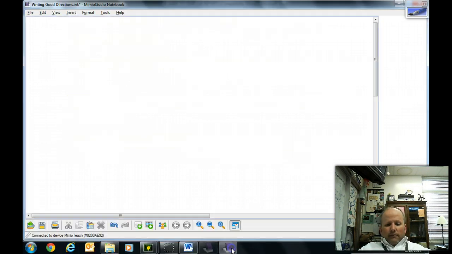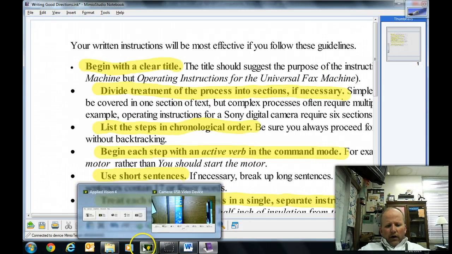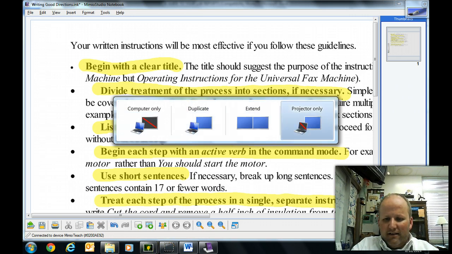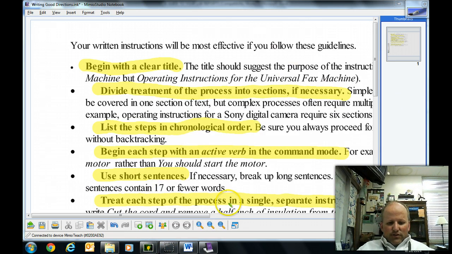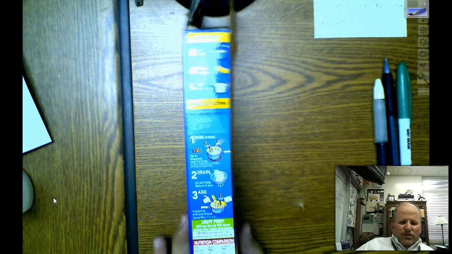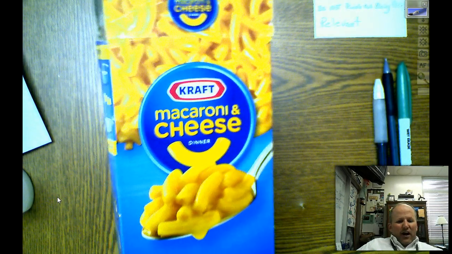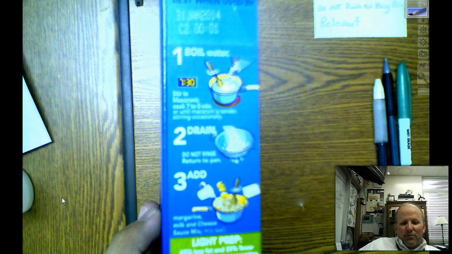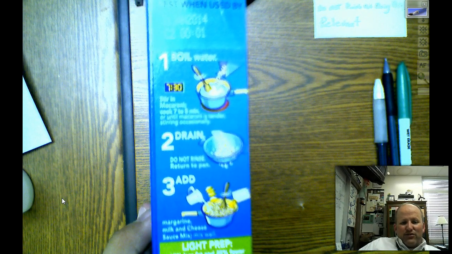To give you an example of, well, where have you seen this before, I am going to show you, maybe, there we go. I'm going to show you, if I can, this is a box of Kraft macaroni and cheese. I am showing you the directions, and I'm hoping you can read this at home. If not, I am going to read it to you.